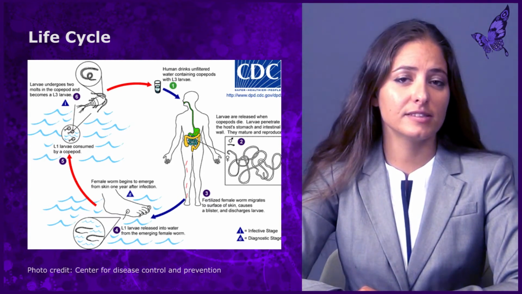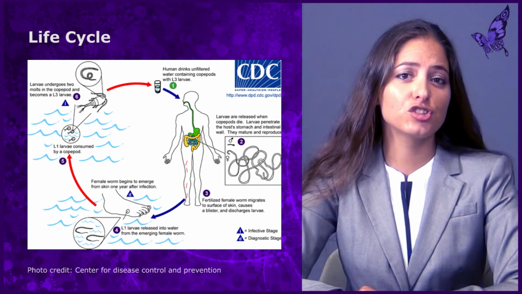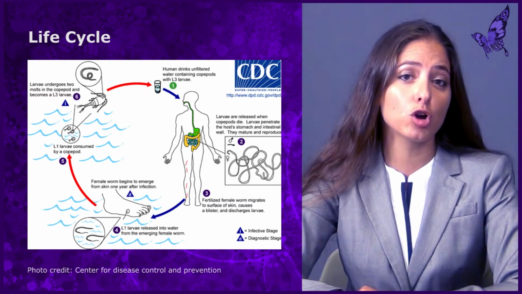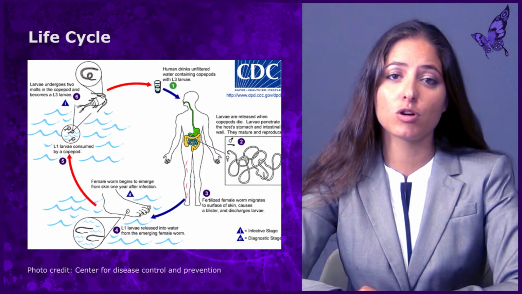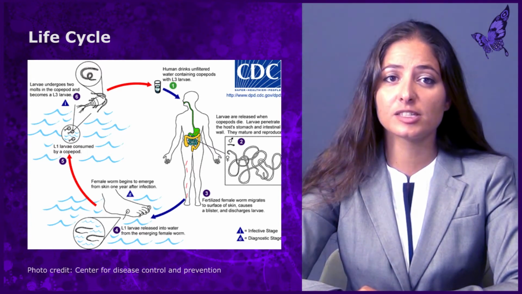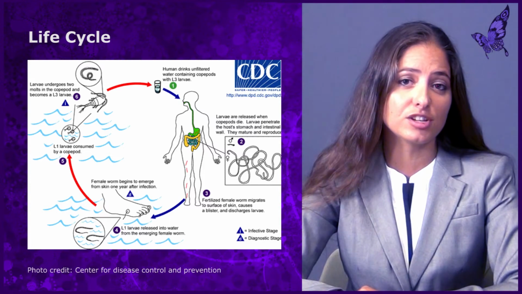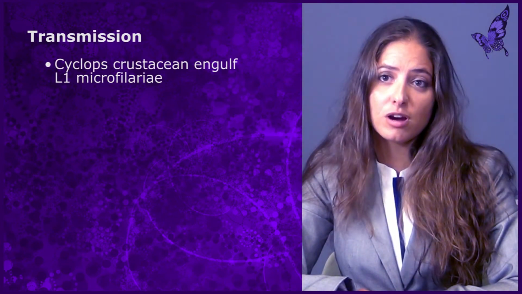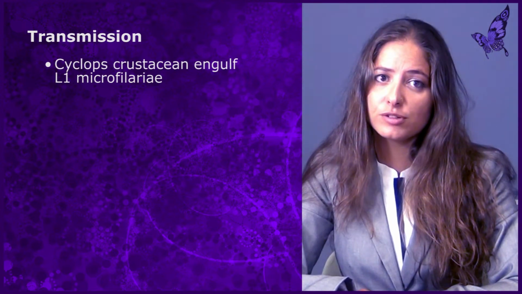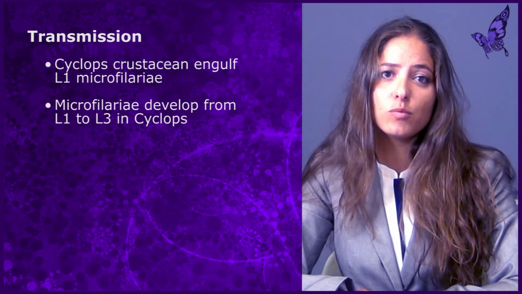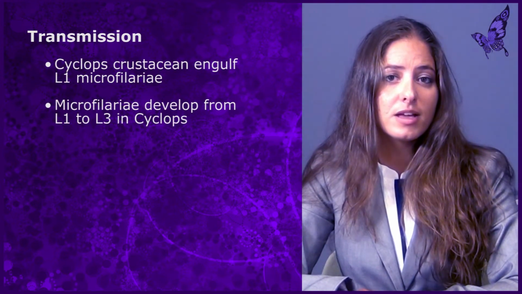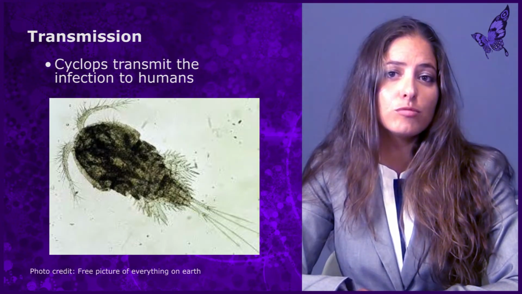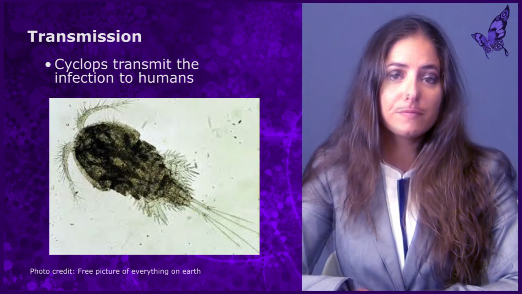When the female senses that it is surrounded by a water source, it contracts, causing its uterus to explode, releasing a characteristic "white cloud" that indicates the expulsion of hundreds to thousands of stage 1 larvae. Although the larvae can swim and survive for a few days in water, Cyclops crustaceans must ultimately consume the larvae and serve as intermediate hosts in order for the maturation from L1 to L3 to occur. Cyclops transmit the infection to humans through contaminated drinking water.